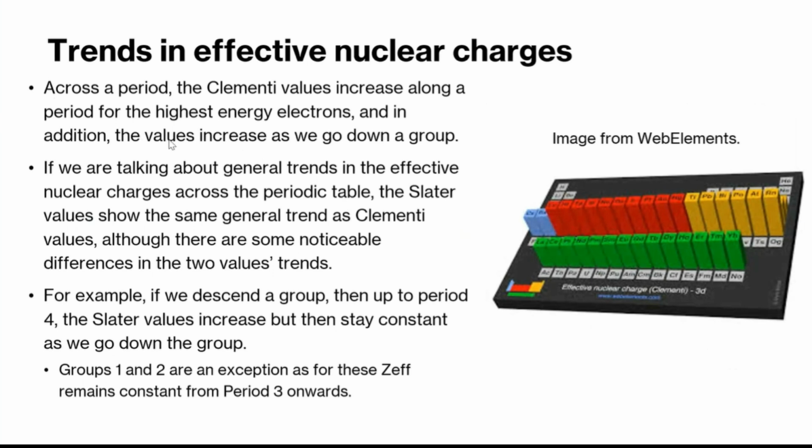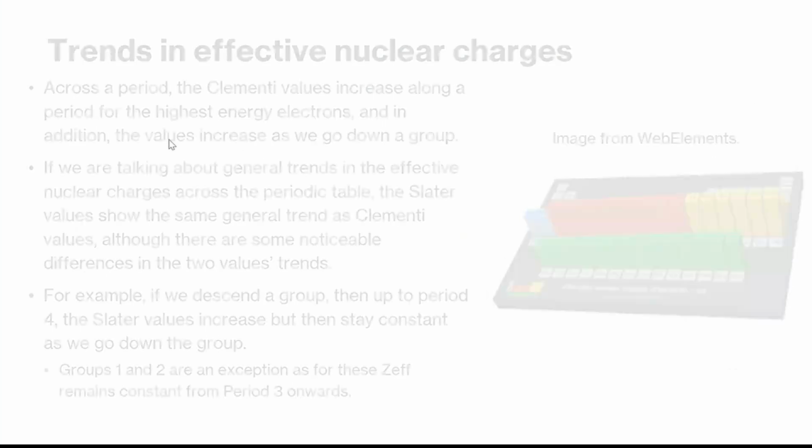Now, there are a few differences in the two values' trends. For example, if we descend a group, then up to period 4, those Slater values will increase, but then they stay constant as we go down the group. Groups 1 and 2 are an exception. For these, the effective nuclear charge remains constant from period 3 onwards.